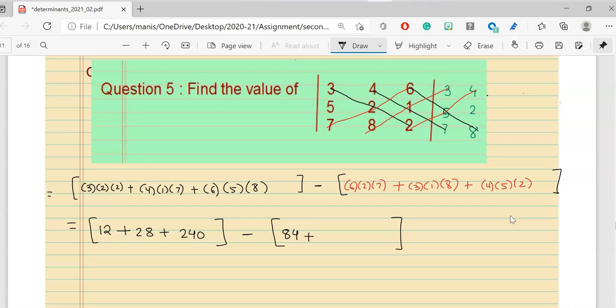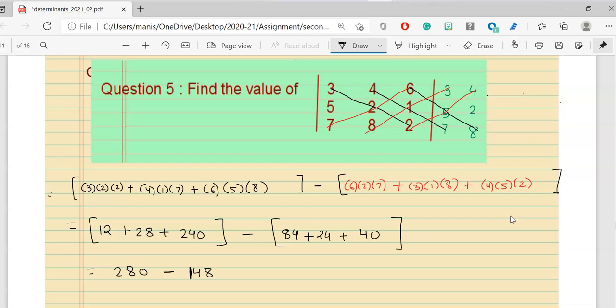Plus sign, 3 times 1 is 3, times 8 is what? 24. Plus 40. Okay, now after this I have to look for the answer for this part and this, and then I can solve it. So this will give me 30, 40, 280. Minus sign, I have this part over here. This gives me what? 88, 98, 108, and 40, 148.